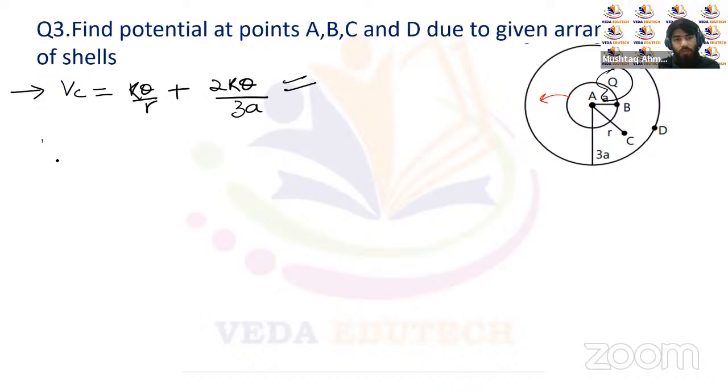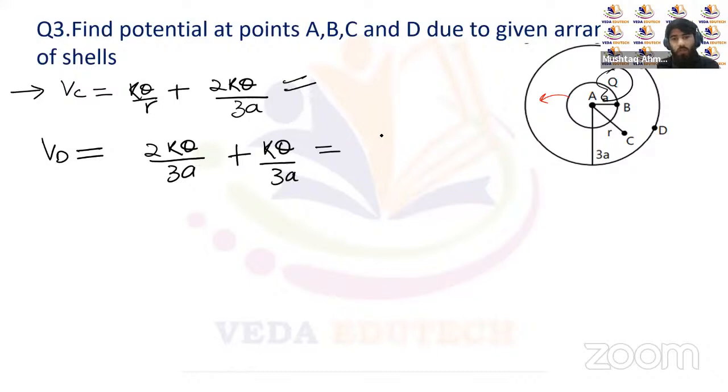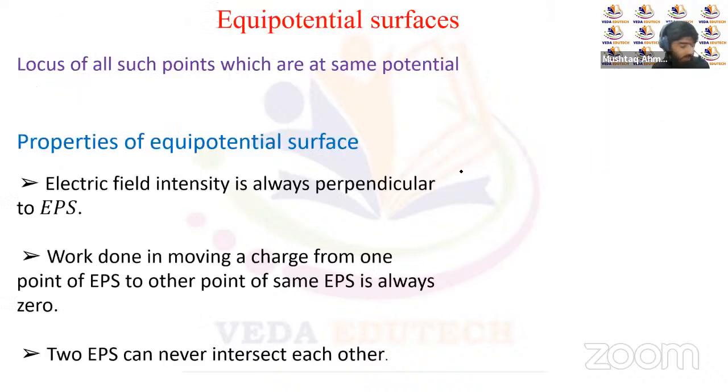And similarly, the potential at point D, because of the 2Q charge, will be 2KQ upon 3A, and plus, because of the Q charge, KQ upon 3A. So it will be 3KQ upon 3A. This 3 and 3 will get cancelled, and we'll be left with KQ upon A. So this will be the potential at point D because of the charge distribution given. So that's it with respect to the potentials.